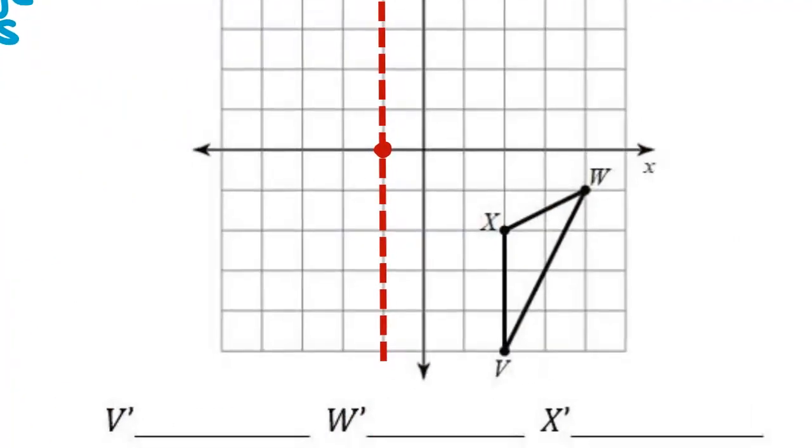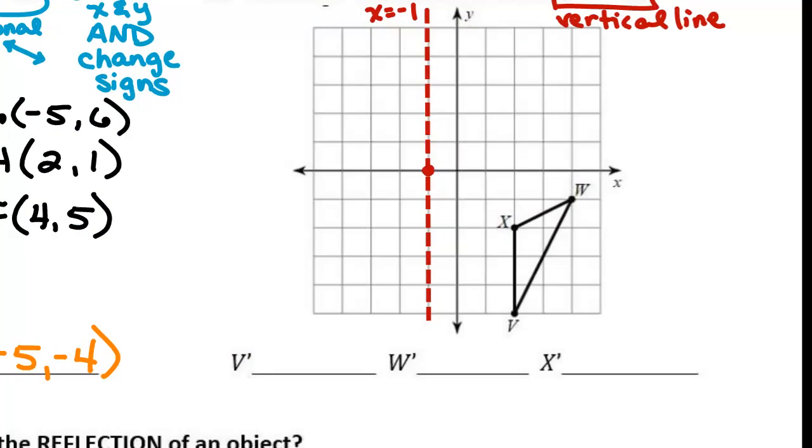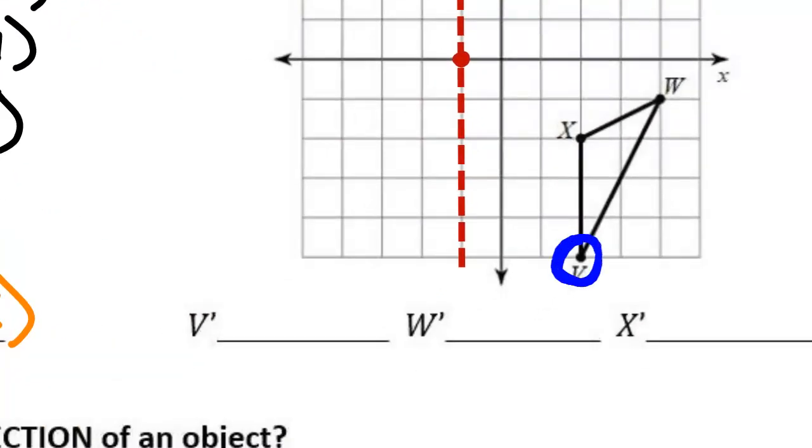And then we're going to count for these points. Let's do V prime first. How far to get from point V to the line? How many hops? 3. 1, 2, 3. So on the other side, 1, 2, 3. Put my point down for V prime. Where is that ordered pair? -4, -5.